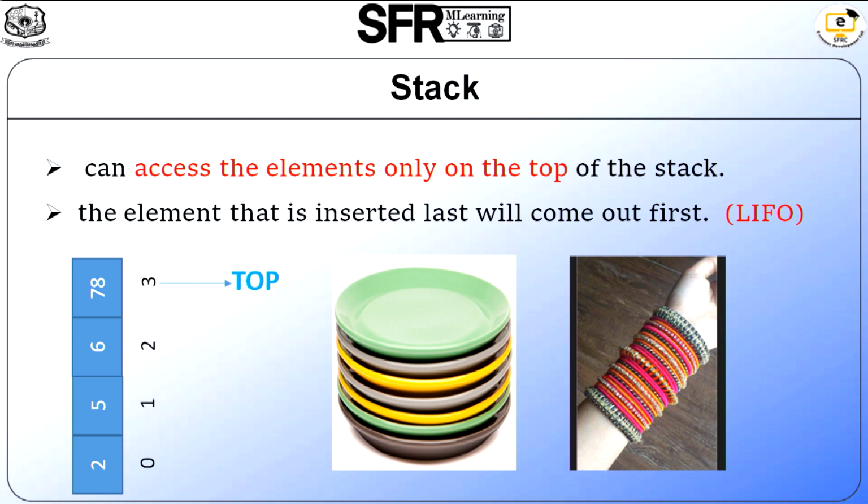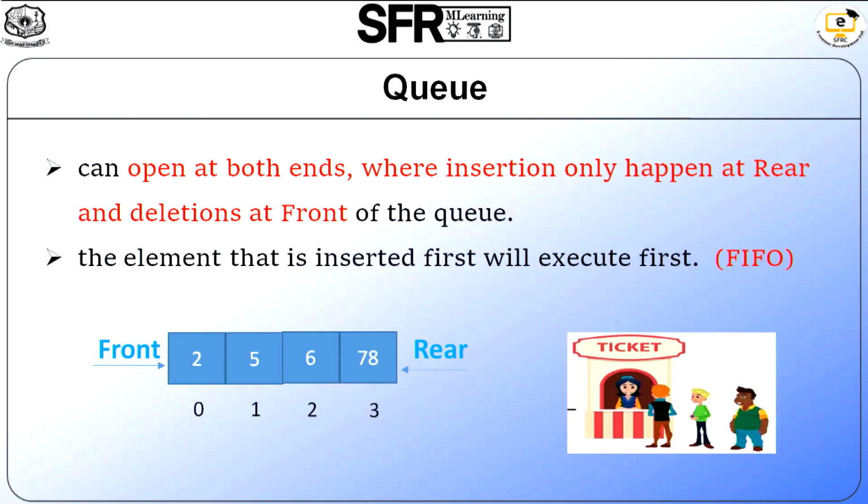Okay, so here the elements 2, 5, 6 and 78 are getting inserted into the stack. The top element is pointed to the 78, that is the index position 3. If you want to delete an element from the stack, then 78 is only going to get deleted at the first stage. So next data structure is the queue data structure.